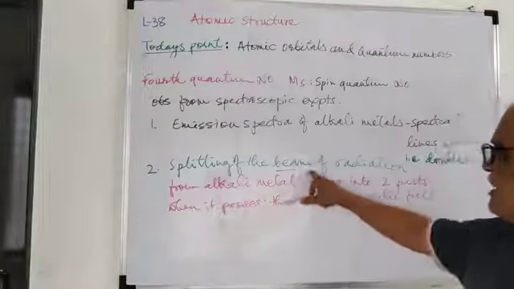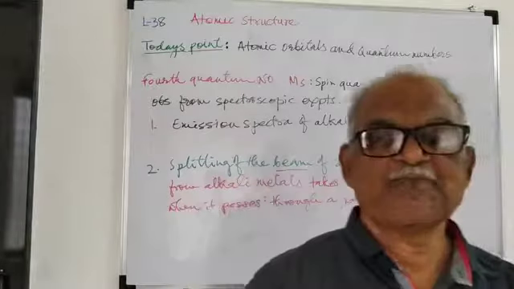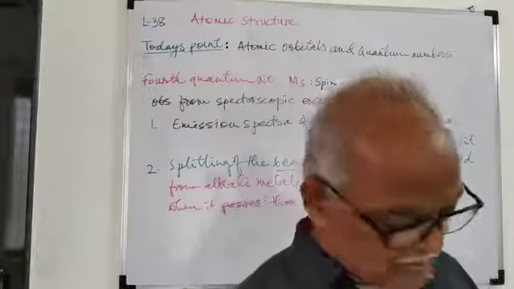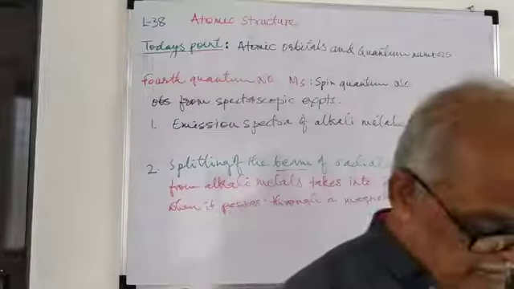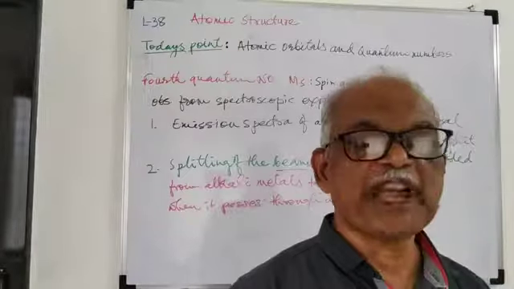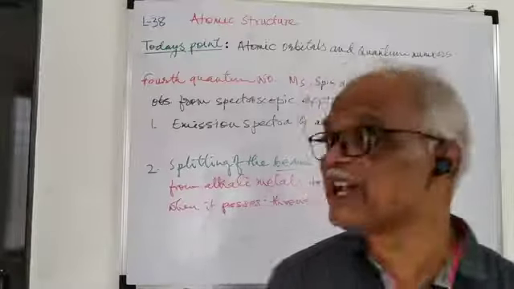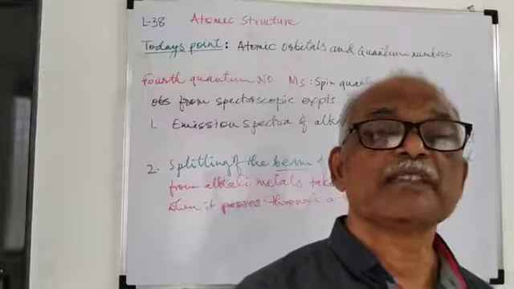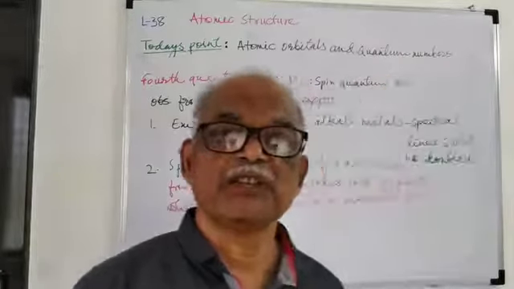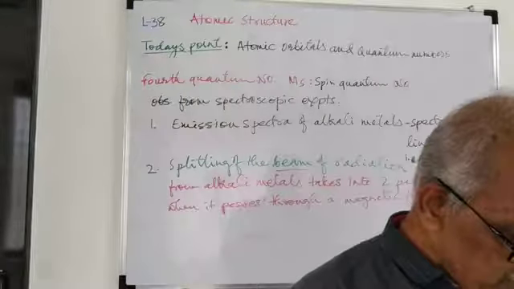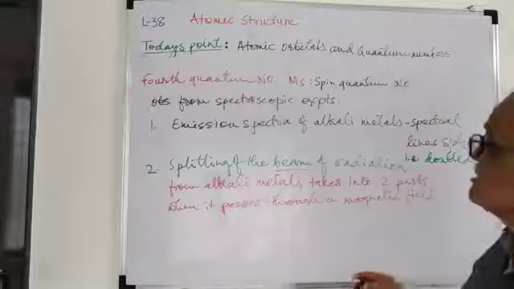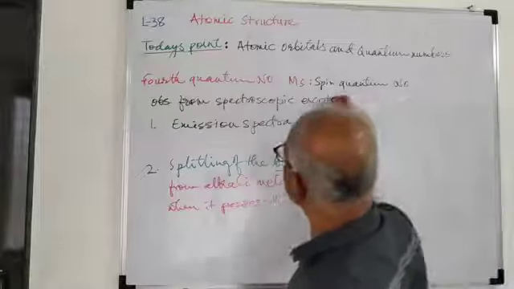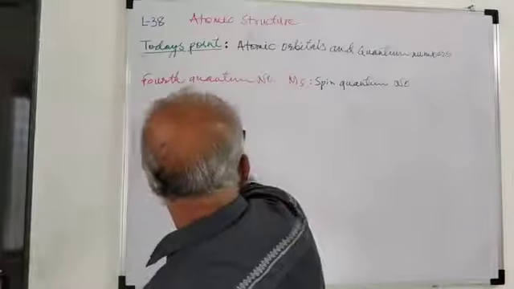So when the beam of radiation is allowed to pass through a magnetic field, it is found to be splitting into two parts. Both of these observations are attributed to the magnetic moment of electron. So why are these observations arising? This is because the electron is said to have some magnetic moment. So we have to observe here why this behavior of electron is specific when it is brought under the influence of magnetic field.